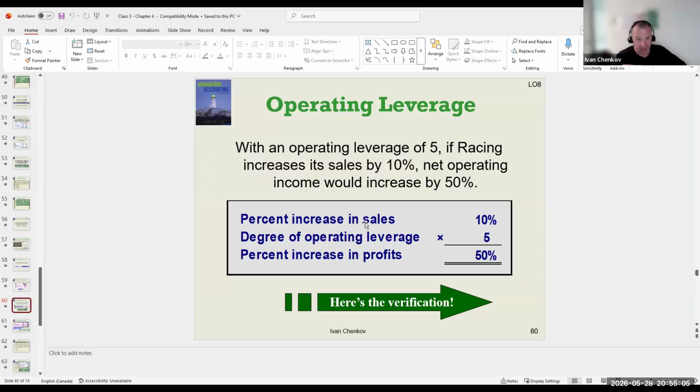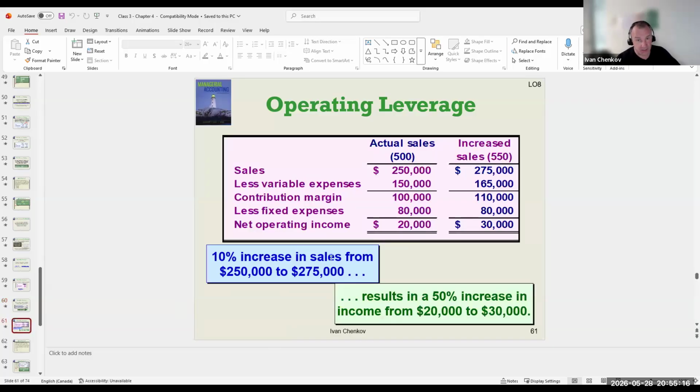Leverage means when you have a lever, if I change one side, what's going to happen on the other side? That's what we're chasing. So let's see if this actually checks. As you can see, my current sales are 500. If I increase by 10%, I should be selling 550. 250,000 of my current sales, if I increase by 10%, that means 25,000. My sales are going to jump to 275,000.